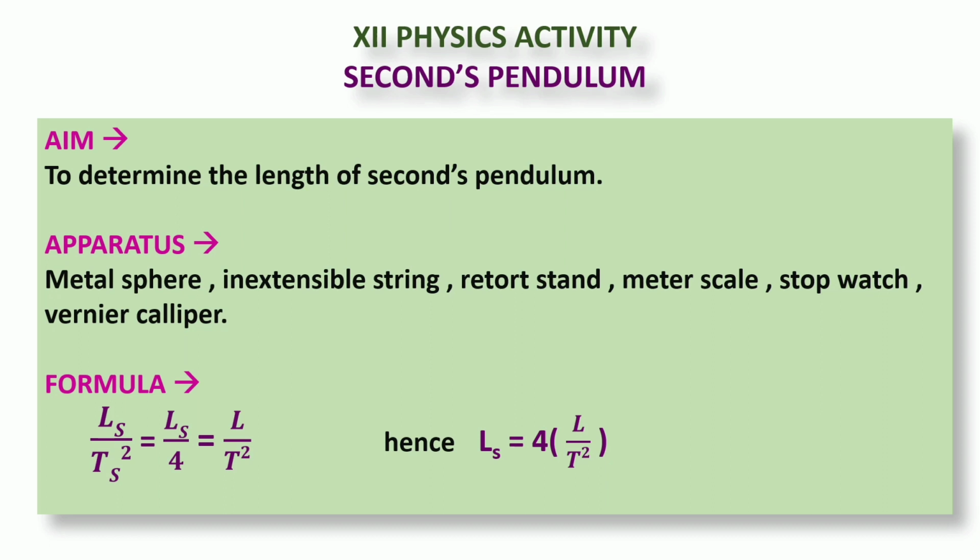So in this experiment we are going to find out the relationship between the length of the pendulum and its time period. You obtain this formula, Ls by Ts square equal to L by T square, from the equation T is equal to 2 pi square root of L by g. This expression you have studied in oscillation chapter.